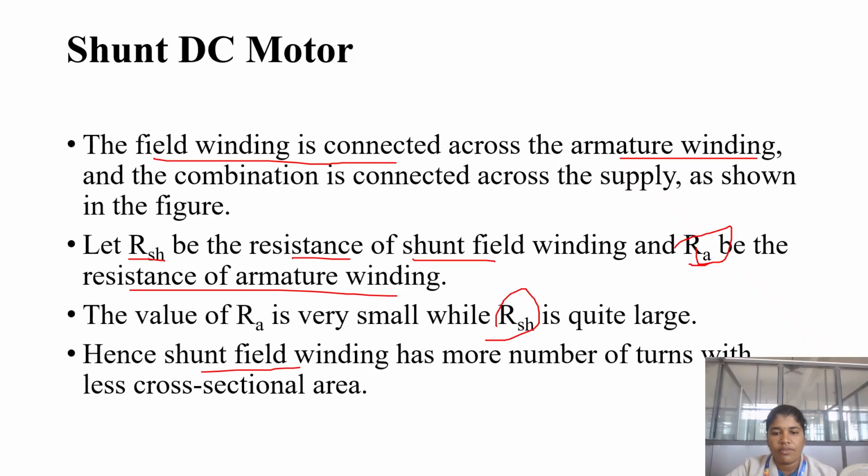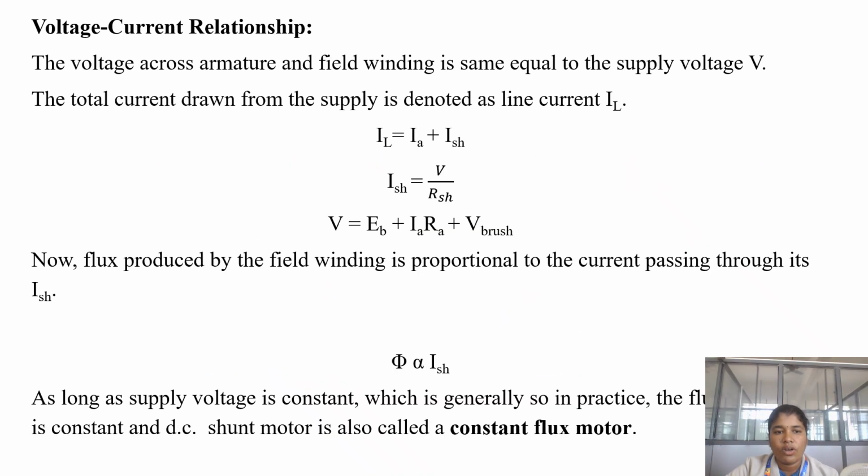In the shunt winding, there are more turns with a small cross-sectional area. In the voltage and current relationship, the total current is I, equal to the supply current. The armature current is represented as IA, and the shunt current ISH is equal to V divided by RSH. The supply voltage V is represented as E plus IA RA.